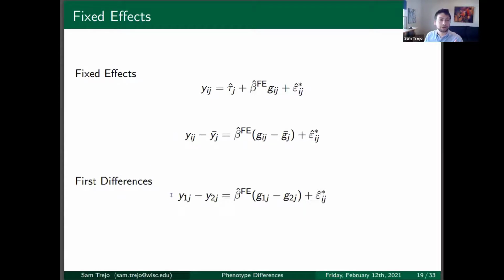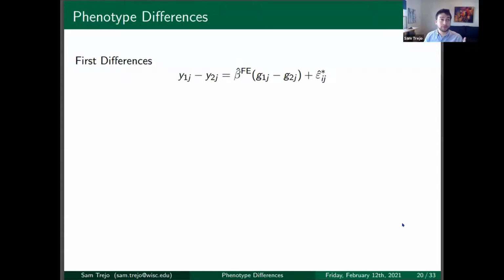So here we're just subtracting the outcome of the second person in each family from the first person in each family. And then we're doing the same thing with the predictor, the genetic predictor. So this is fixed effects, right? We need 2 phenotypes and 2 genotypes. And we're going to see that phenotype differences is pretty similar to first differences, but it requires a little bit less data. We do that by relying on an assumption that probably is true in the case of genes, but not necessarily in the case of other predictors.